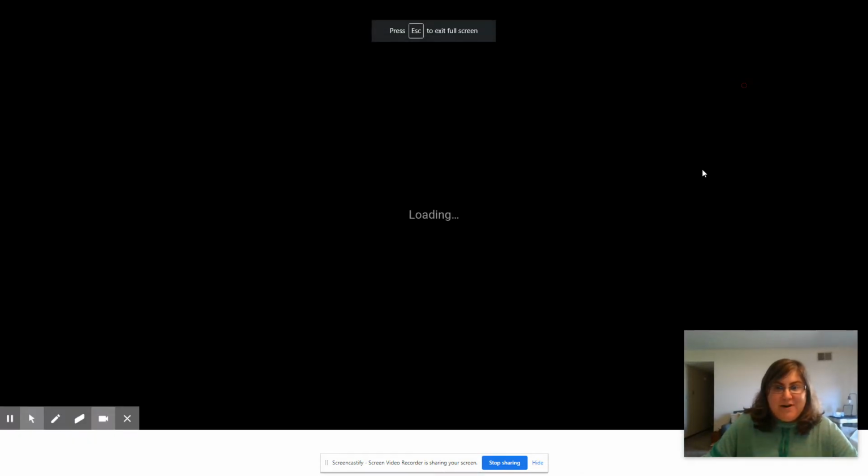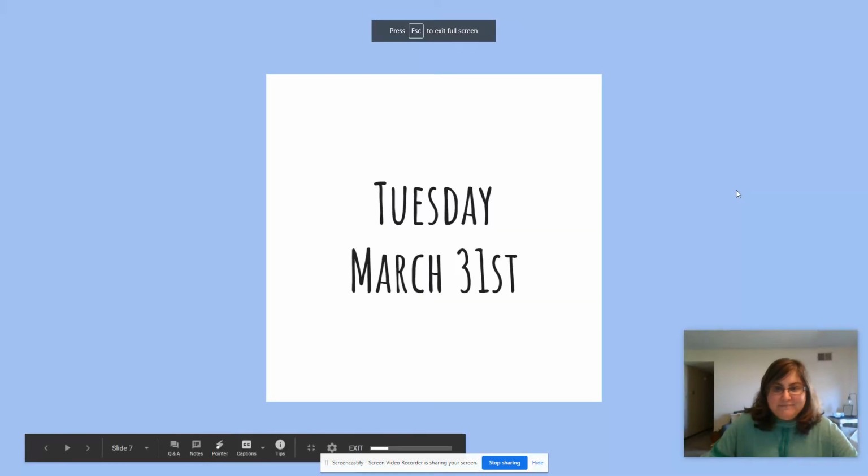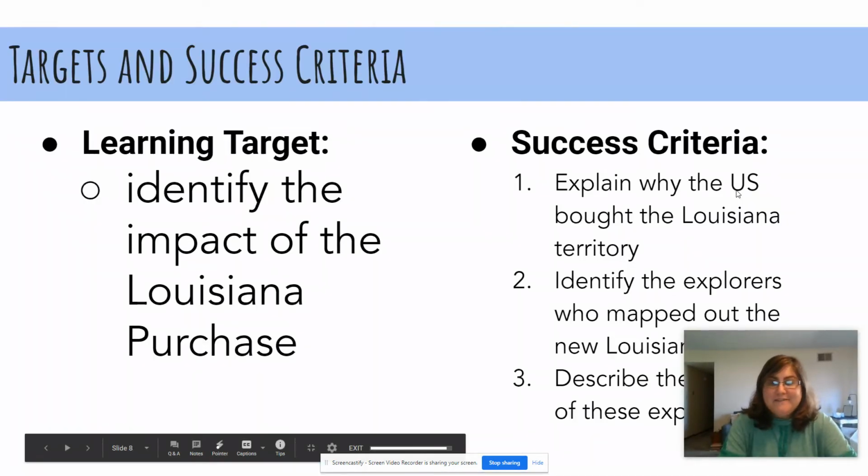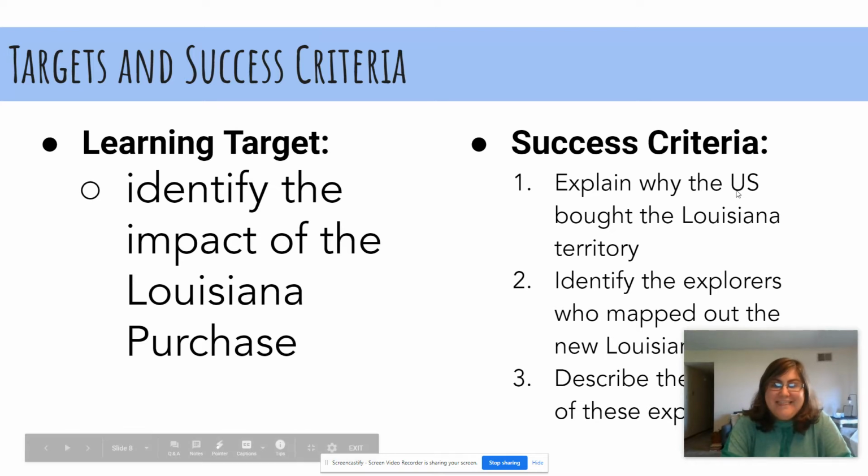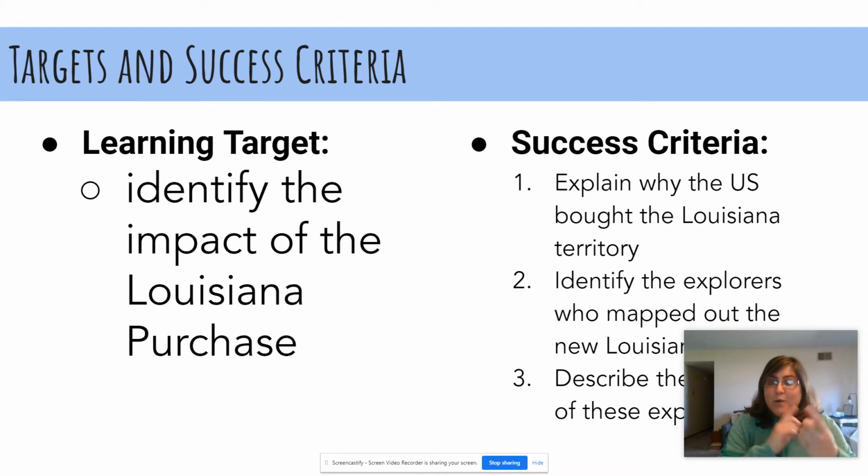All right, let's go through our notes for the 31st. So one, we have some new targets. We're going to identify the impact of the Louisiana Purchase. To do that, we're going to explain why the U.S. bought the Louisiana Territory, identify some explorers who mapped out all of this new land, and then describe some of the goals and experiences of those explorers.